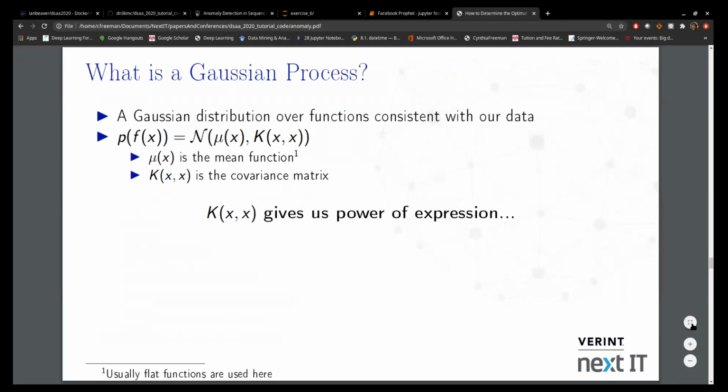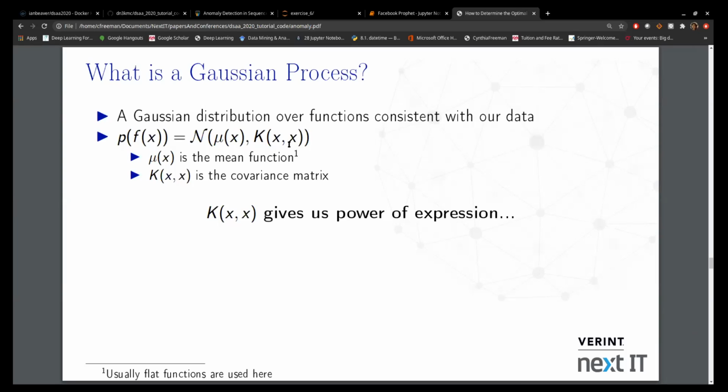All right. So another way to model our time series data is to find a distribution of functions f that could work with our data. If we limit to Gaussian distributions, we would have Gaussian processes. And this means that the function consistent with our data comes from the normal distribution with mean function mu of x and covariance matrix Kxx.